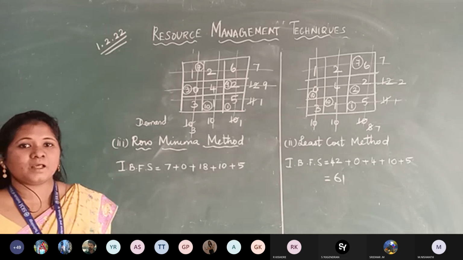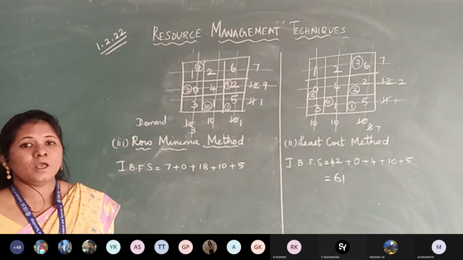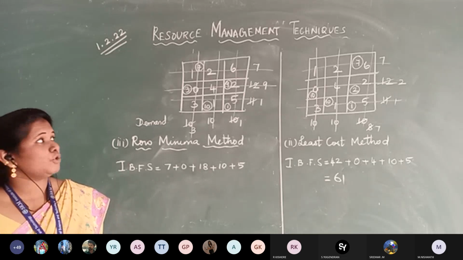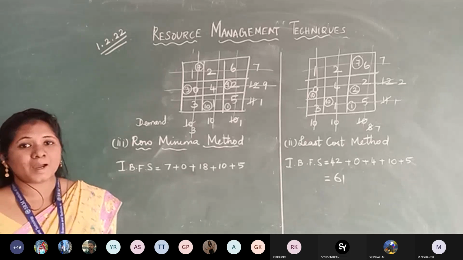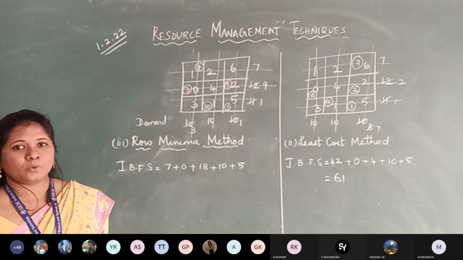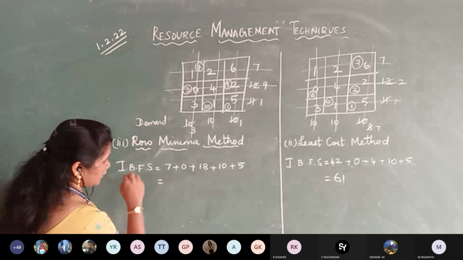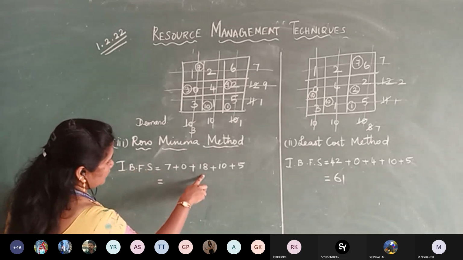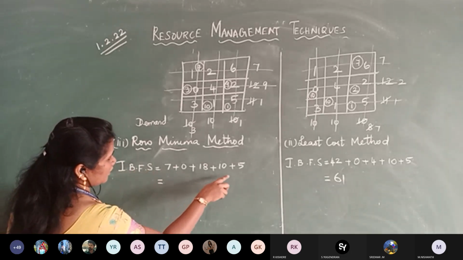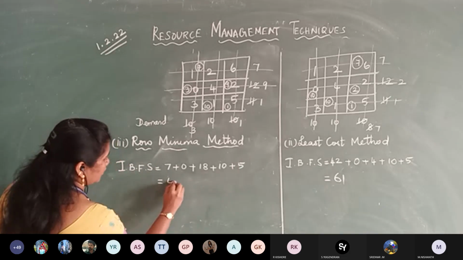In the same problem, they can ask you the row maxima method also. The maxima method is nothing but in the first row you will take the maximum value and allocate. Okay, add it. So it will be 7, 25, 34.